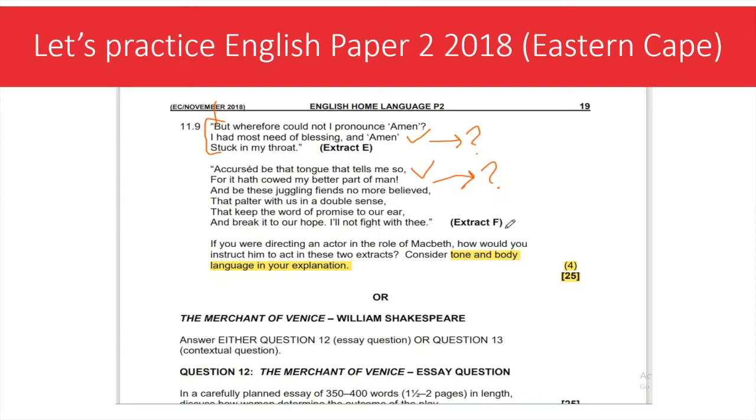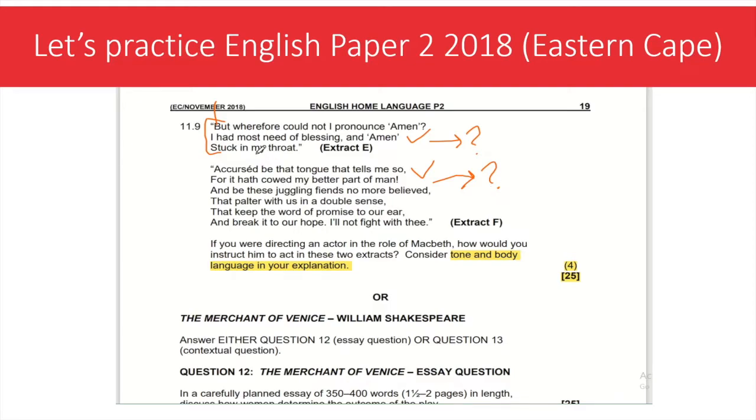Then let's look at extract F. Accursed be that tongue that tells me so, for it hath cowed my better part of man. And be these juggling fiends no more believed, that palter with us in a double sense, that keep the word of promise to our ear, and break it to our hope. I'll not fight with thee.